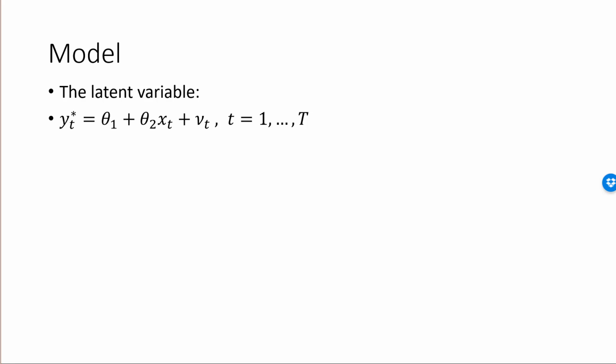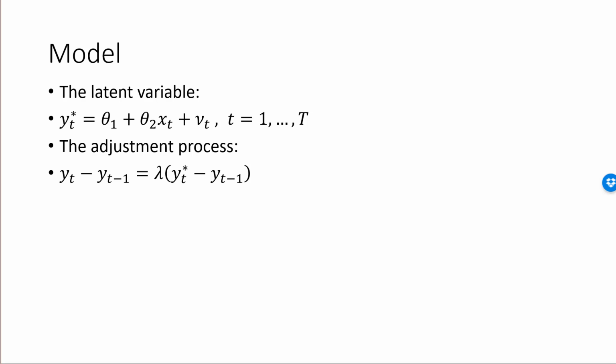Here is the partial adjustment model. We assume that the latent variable yt star is determined by a linear regression model such as this one, where nu t's are the error terms of this model. Yt star is not directly observed, but instead we have an adjustment process. And the adjustment process, according to this model, is as follows. There will be a change in yt. So yt minus yt minus 1 is the increase in yt from the previous period to this current period.